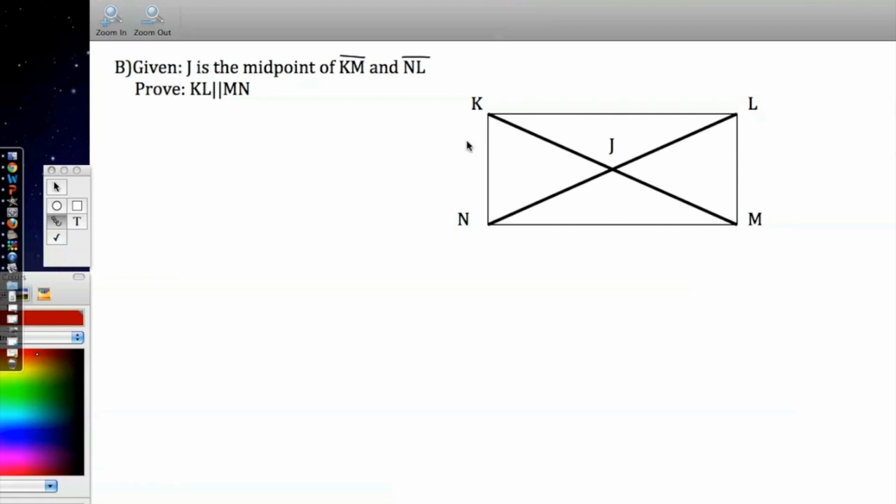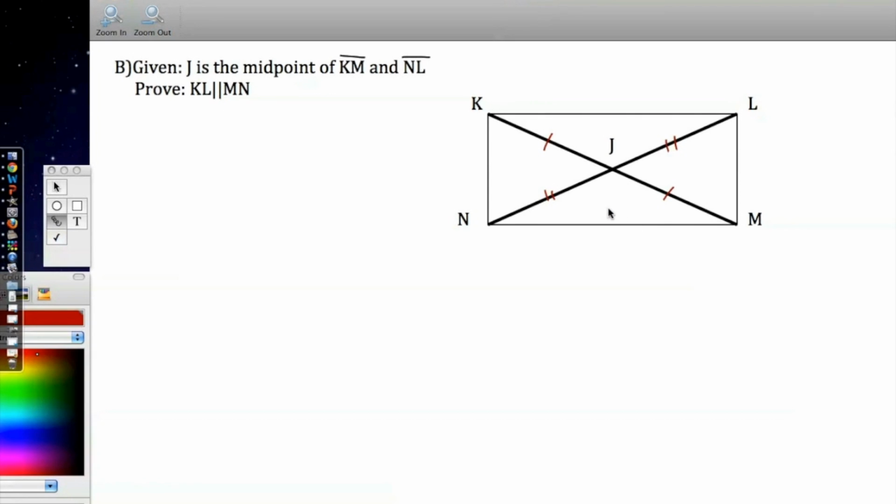And so what I am going to do is go ahead and mark this diagram reflecting that information. And so what that means is this KM here is cut in half, but also NL is cut in half. I don't know whether they are the same. I don't know if KJ is congruent to NJ. So what I'm going to do is mark them like this. Now, we want to prove that KL is parallel to MN.